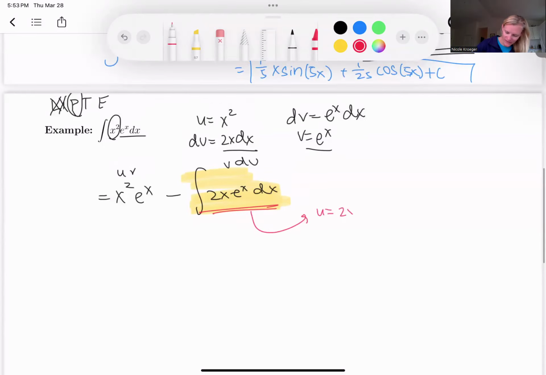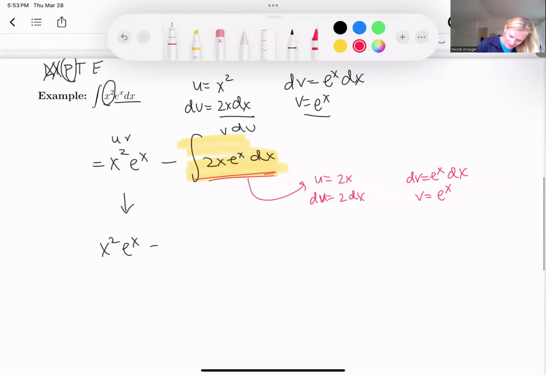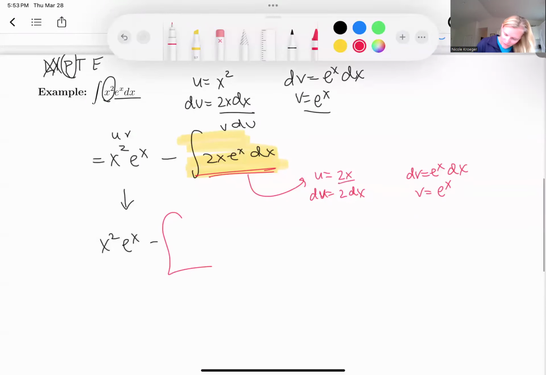My polynomial here is 2x, so I'll choose that to be my u, and I'll choose the rest to be my dv. So my du is 2dx, my v is the integral, which is e to the x. So let me just rewrite what I have here. I have x squared e to the x minus, and then I'll put this all in red. So I do u times v, 2x e to the x minus the integral of v du, which will give me 2 e to the x dx.